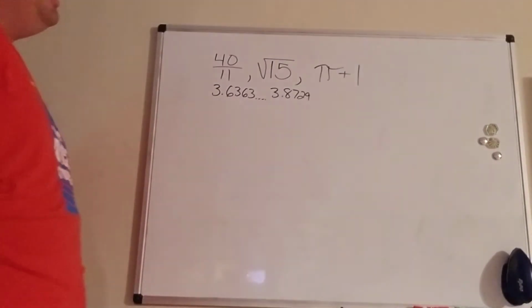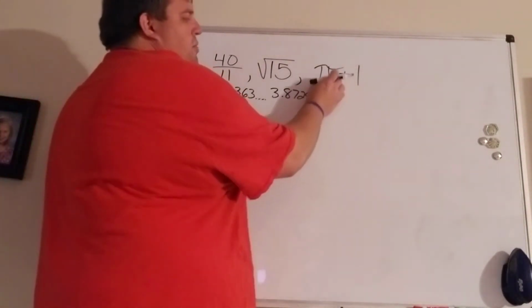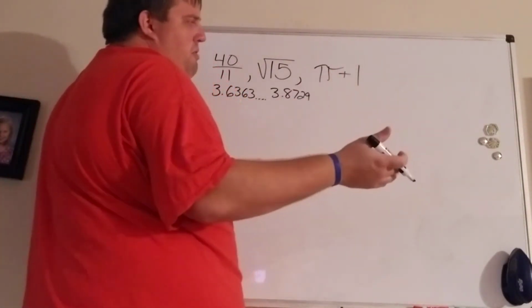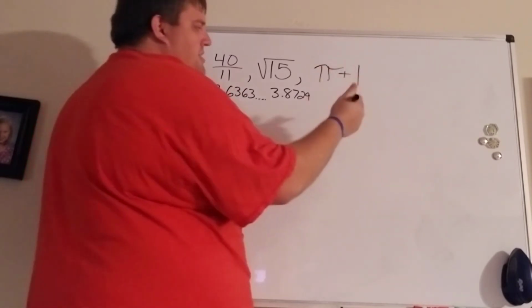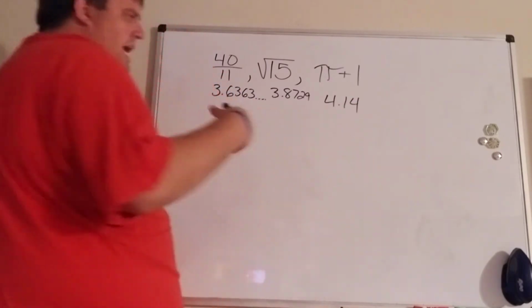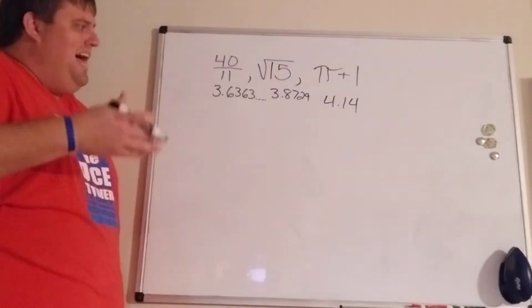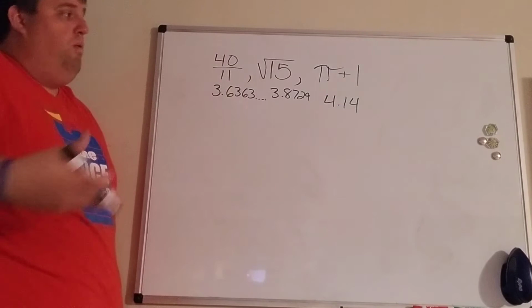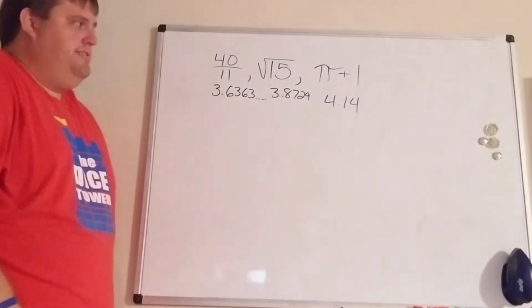And then pi plus 1, we can use the approximation 3.14 for pi. We add 1 to that. That's going to be 4.14, which, again, is just an estimate, but we can obviously see that these numbers are in order, least to greatest.